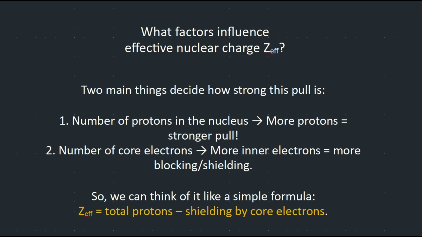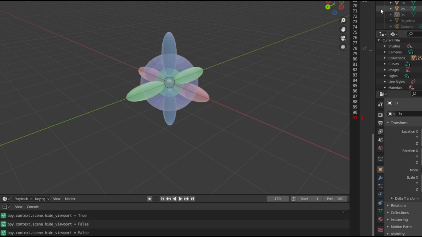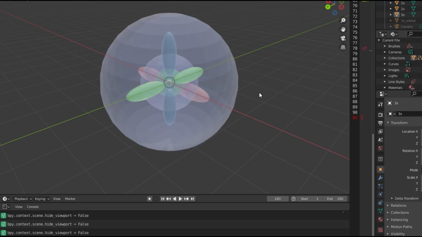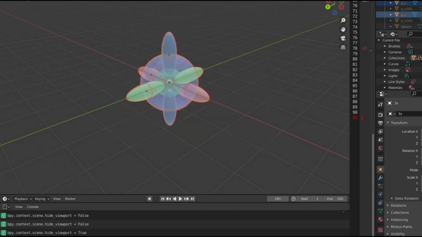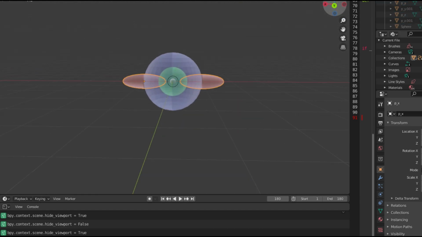The obvious one is the number of protons, right? More the number of protons, stronger the pull. Next is the core electrons. What does it mean? Well, if we go back to this, if we are looking at 3s as the outermost electron, the core electrons are all of this. But if you are looking at, say, this as the outermost electron, 2p, then the core electrons will be 1s2 and 2s2.